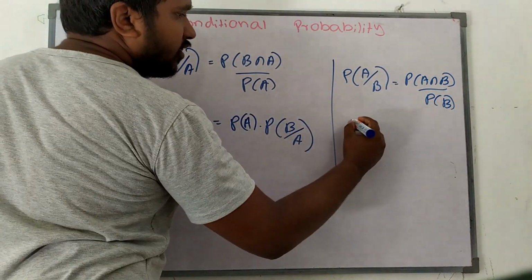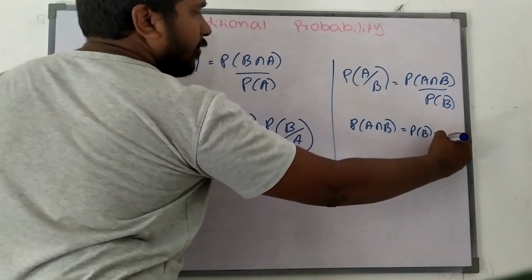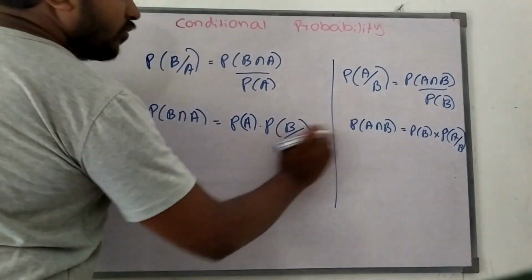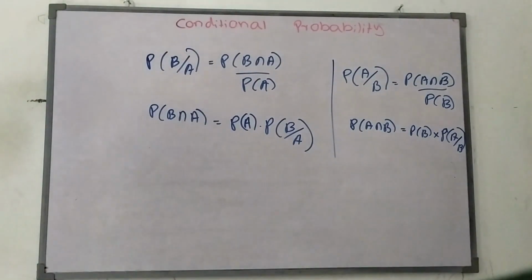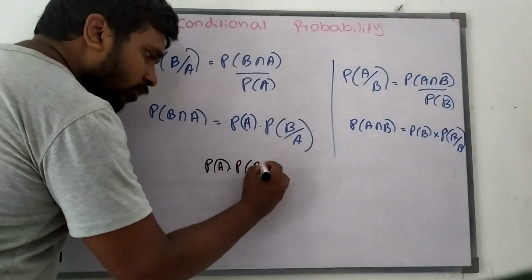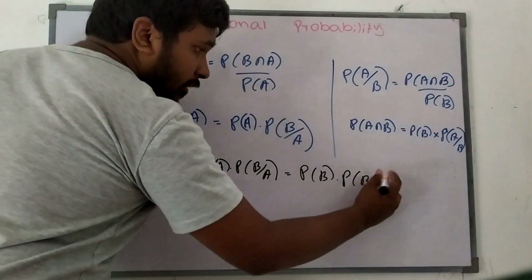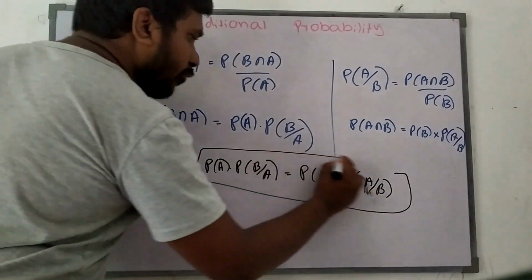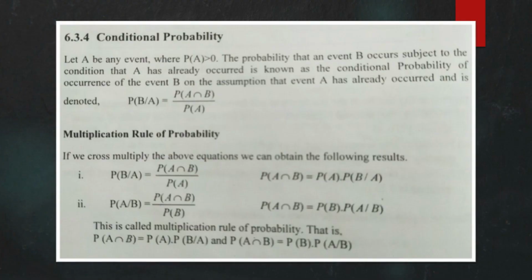So we can again write P(A intersection B), which is P(B) into P(A over B), no? So these are equal. Therefore, the multiplication rule of probability is P(A) into P(B over A) equals P(B) into P(A over B). This is the multiplication rule of conditional probability, right? So both are equal.